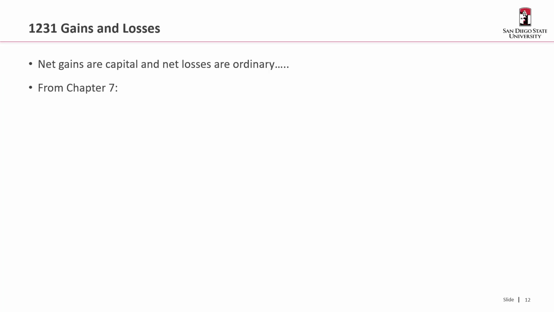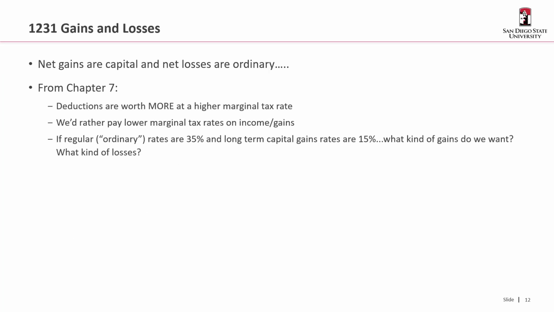Net gains are capital, net losses are ordinary. Awesome. So let's go back in our Wayback Machine. Deductions are worth more at a higher marginal tax rate. And of course, we'd rather pay lower marginal tax rates on income and gains. So if regular or ordinary rates are 35% and long-term capital gain rates are 15%, what kind of gains do we want and what kind of losses do we want?